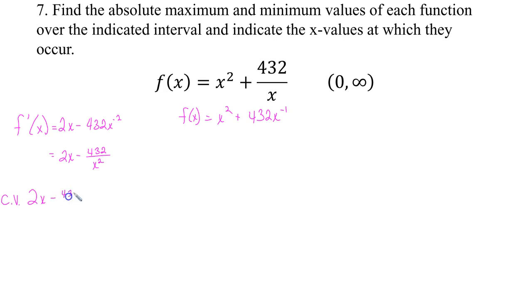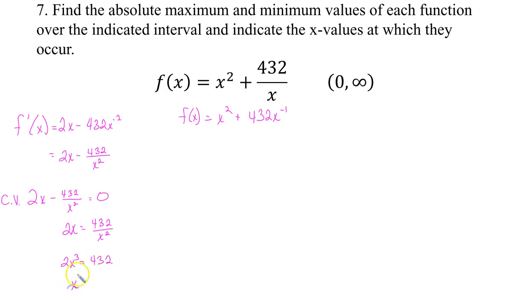So this one we have to be really careful with setting it equal to 0. So I'm going to add that to both sides. So I have 2x is equal to 432 over x squared. I'm going to multiply both sides by x squared, and so I get 2x to the 3rd power is equal to 432.